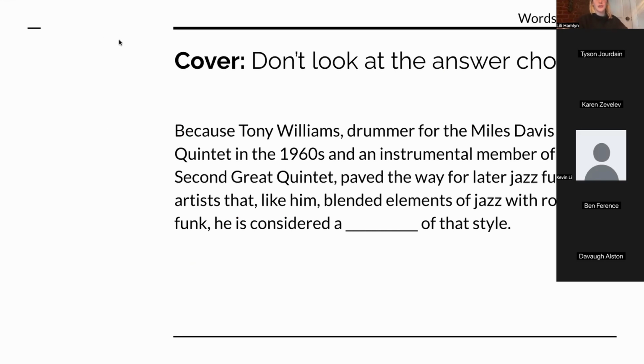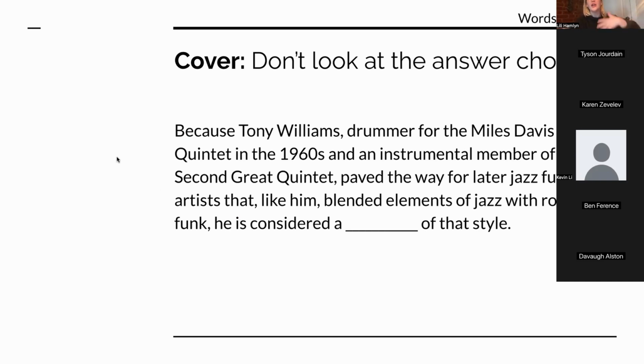Okay, so let's look at another one. We'd cover the answer choices first, right? And then we look at the text. Because Tony Williams, drummer for the Miles Davis Quintet in the 1960s and an instrumental member of Davis's second great quintet, paved the way for later jazz fusion artists that, like him, blended elements of jazz with rock and funk, he is considered a something of that style.